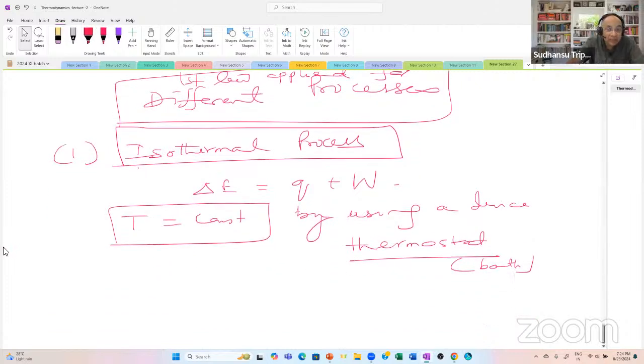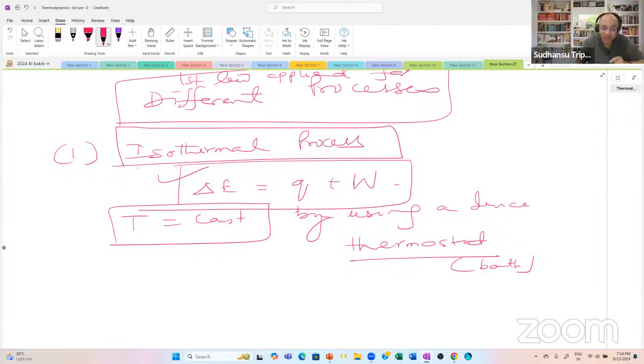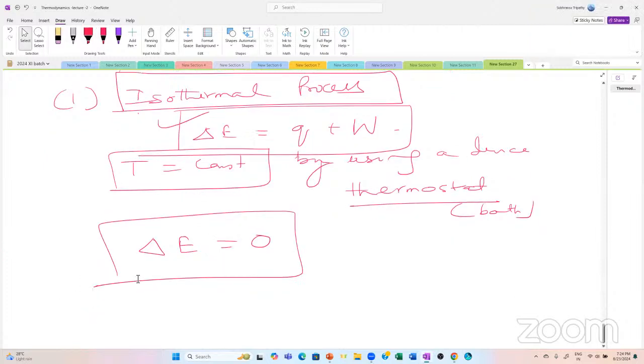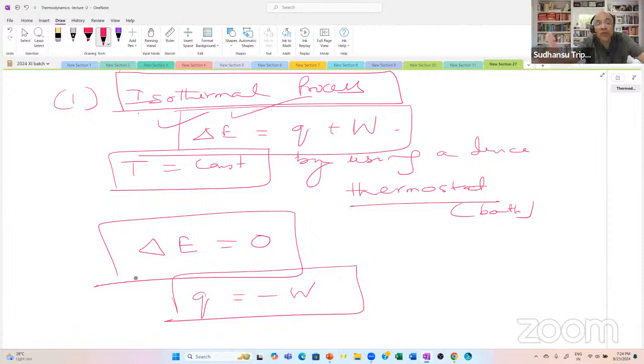Now tell me, if temperature will remain constant, out of these three terms, what will happen to one of the terms? Yes, sir, E will also be constant. Yes, internal energy, because temperature is only related to E. If E remains constant, what is del E? 0. So in this isothermal condition, del E becomes equal to 0. So Q is equal to minus W. This is very interesting. Whatever heat will be absorbed, all of it will be converted to work.